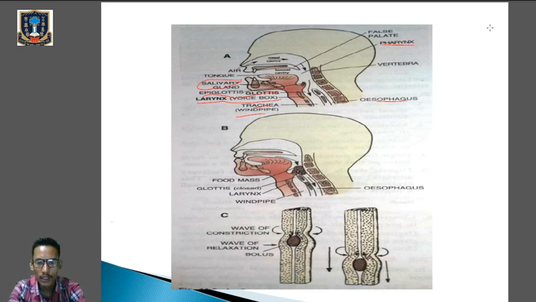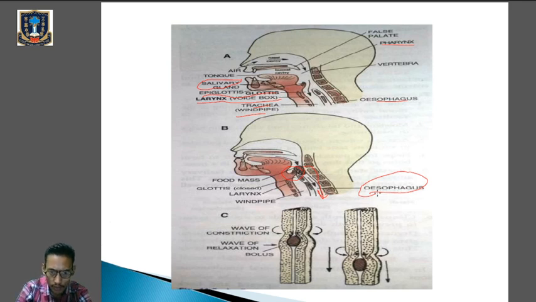Can you see the second figure? Over here, the trachea or the windpipe is closed by the help of the epiglottis. So the only way for the food bolus is to pass through the oesophagus. You can see the arrow over here. Due to the waves of constriction and relaxation of the oesophagus, the food or the bolus will move through the oesophagus and reach the alimentary canal where digestion occurs.